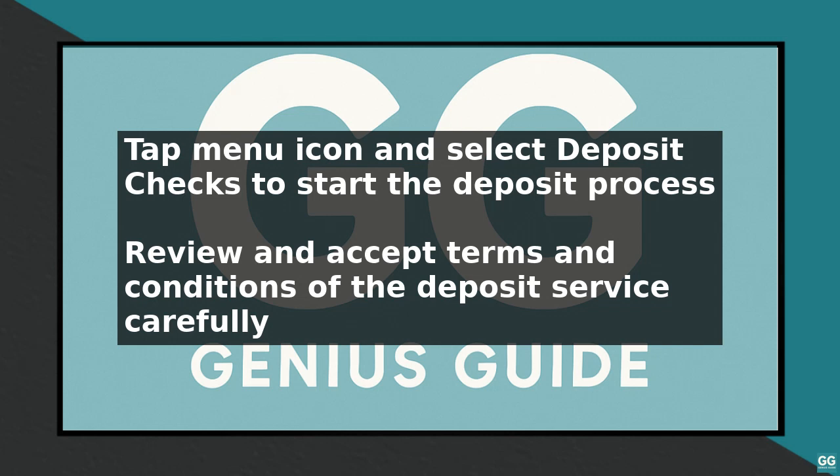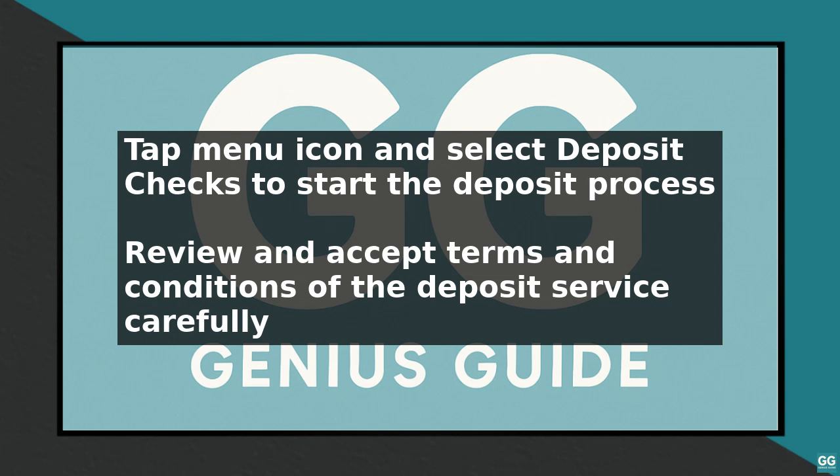You will then be prompted to take a photo of the front and back of the check using your device's camera. Place the check on a flat surface and ensure the check is endorsed with your signature and the words "for mobile deposit only at Wells Fargo Bank." Take a clear photo of the front of the check, making sure all four corners are visible and the check is well lit. Repeat the same process for the back of the check.